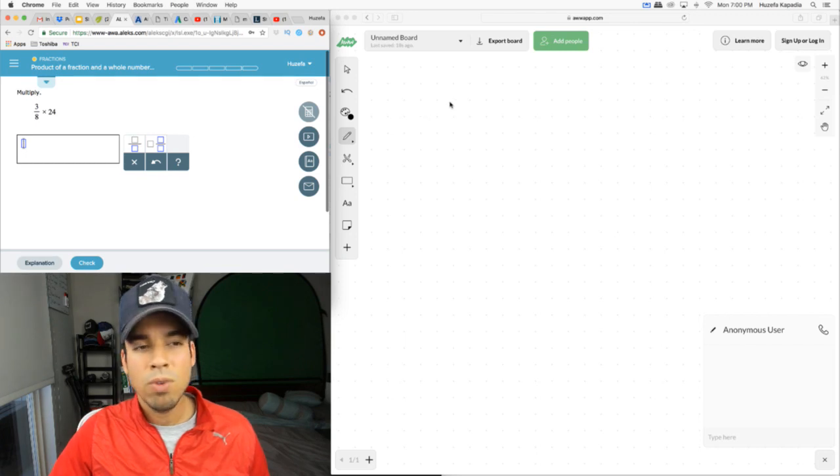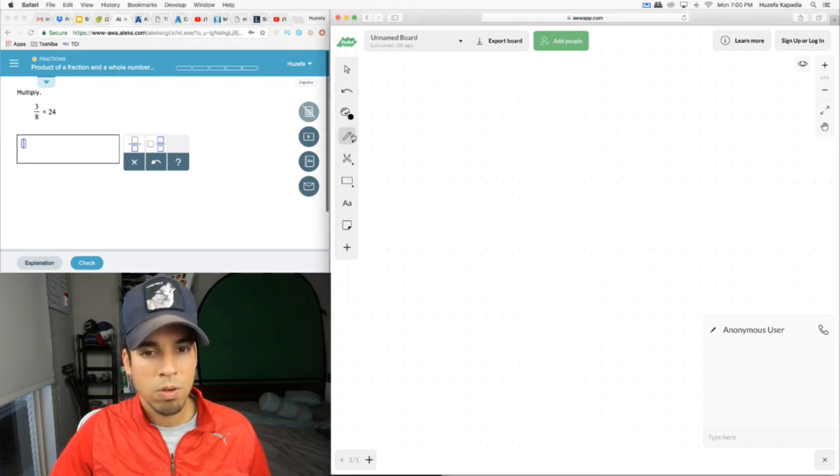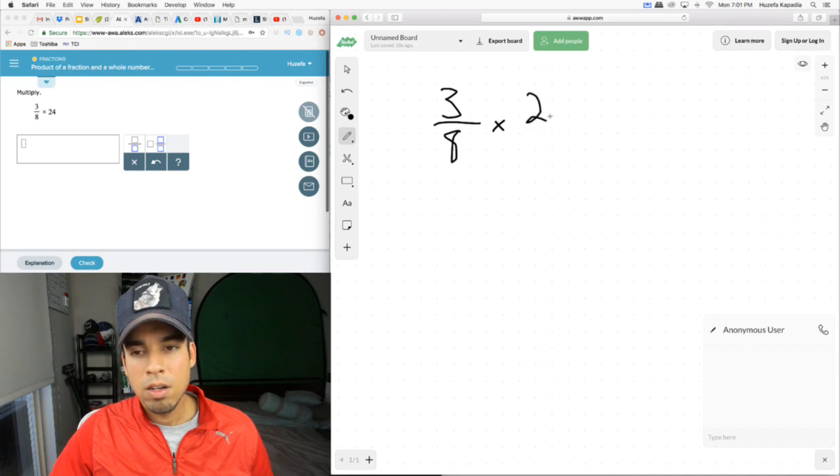All right, product of a fraction and a whole number. These problems are great. So the way we can look at these is as follows. 3 over 8 times 24. Now, 24 is not just 24, it's really 24 over 1, as every whole number is. Okay, so there's a couple different ways we can do this.